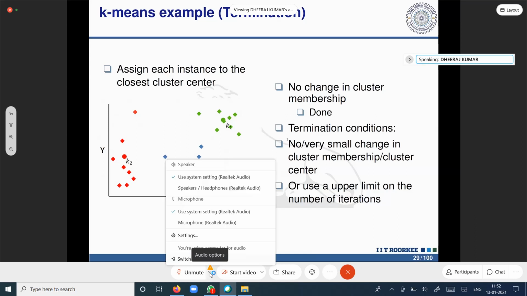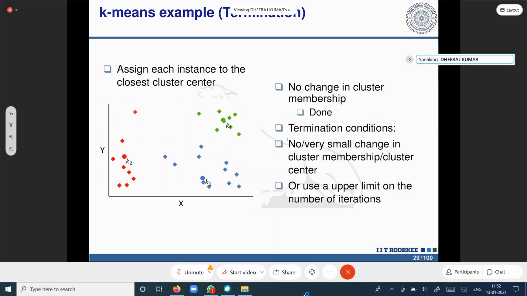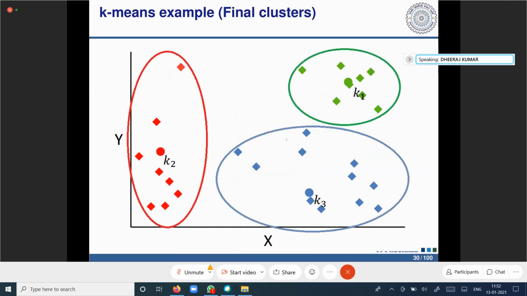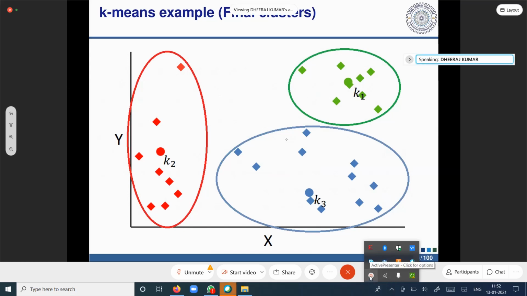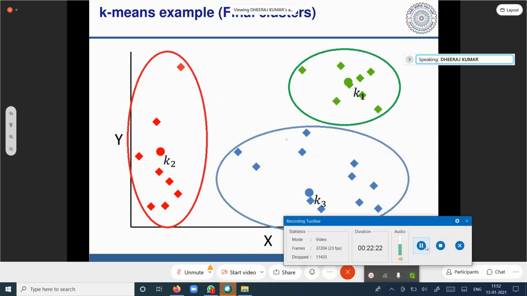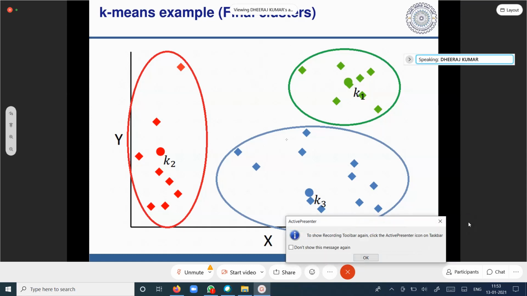there should be no or very small change in cluster membership. But sometimes the cluster membership keeps on fluctuating due to some issues. So we usually put an upper limit on the number of iterations so that we do not run into an infinite loop. And these are the final clusters that have been obtained.